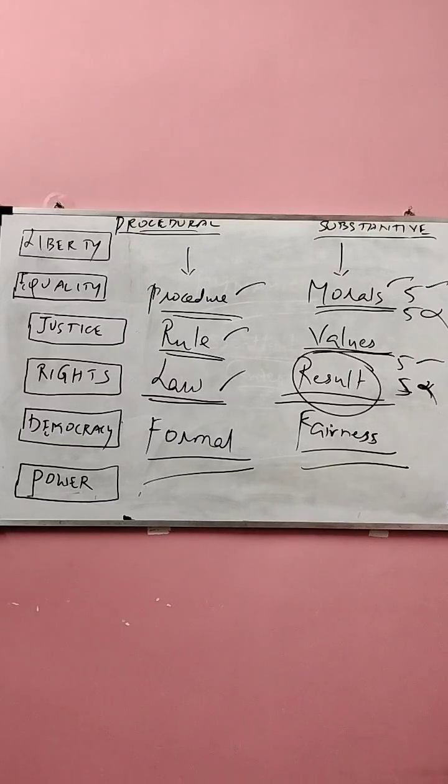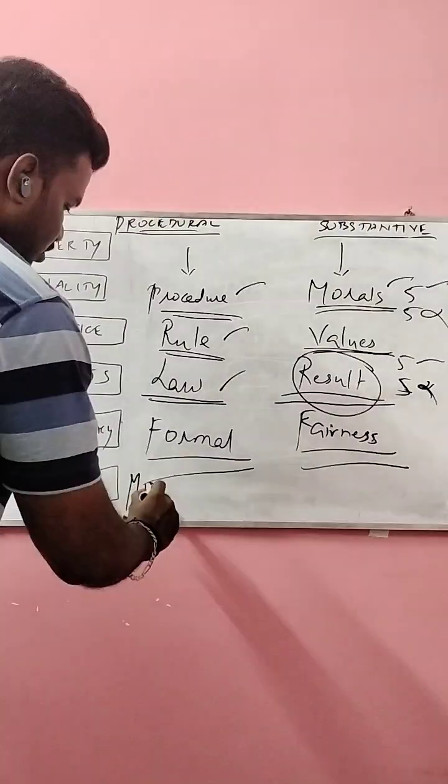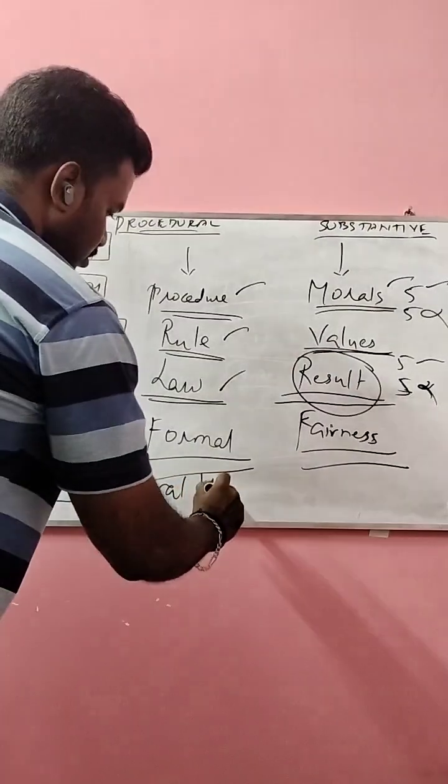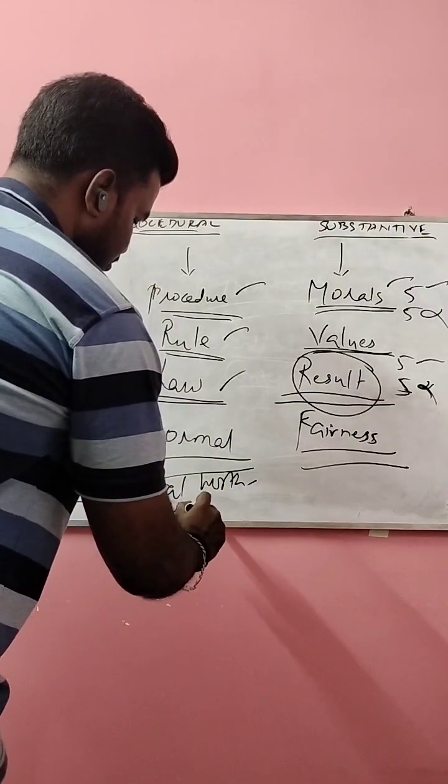You should understand the difference between the two dimensions very clearly. This will help you study the subject much stronger going forward. Right? Procedural is taking into account the moral worth and the personal worth of man.